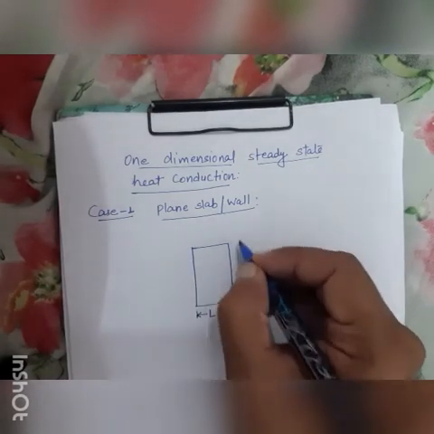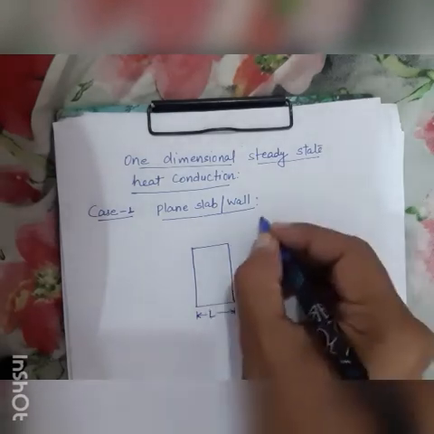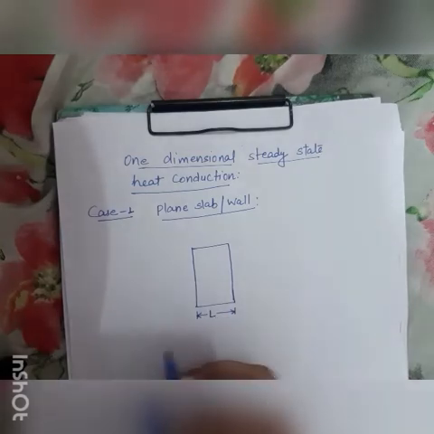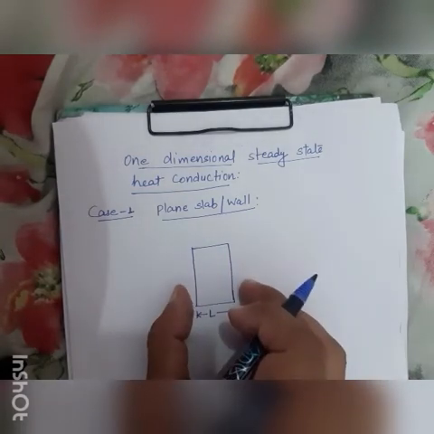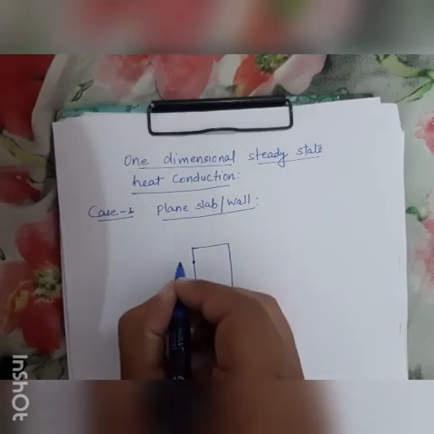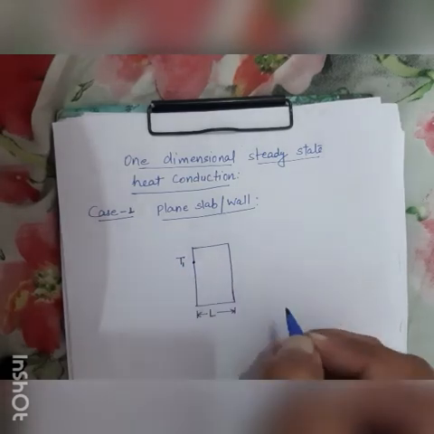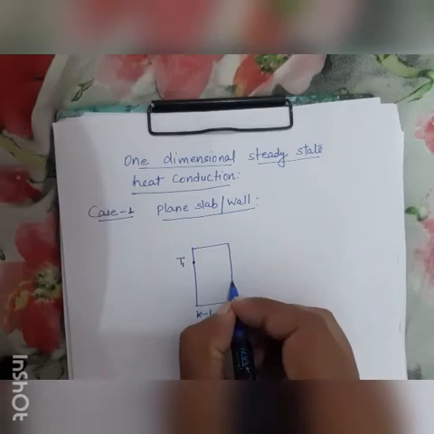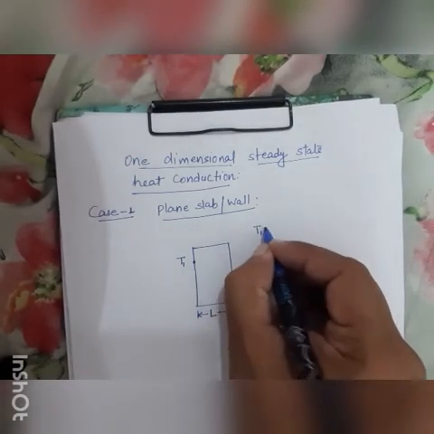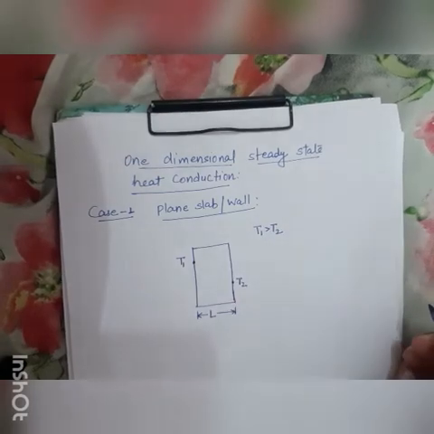It is having some width perpendicular to the plane of the blackboard. Or this may be the wall of your room of thickness L. Let T1 be the temperature of the inner face, or this left face of the slab. T2 is the temperature of this right face of the slab. Let T1 be greater than T2.